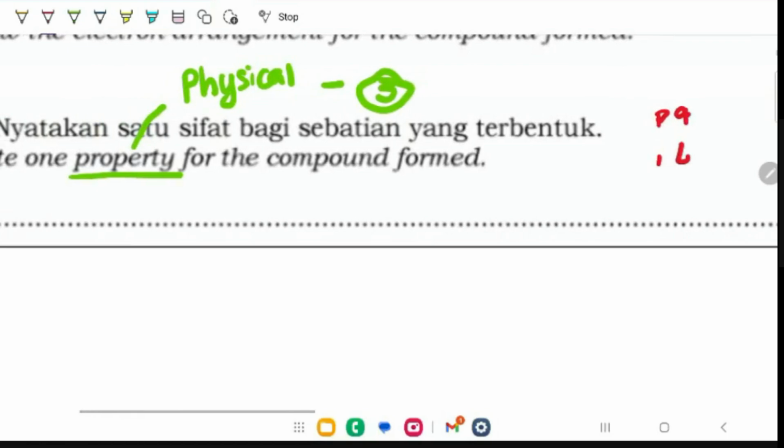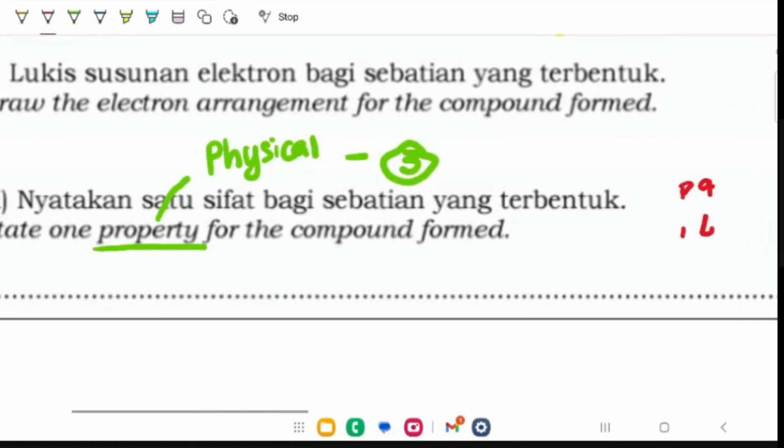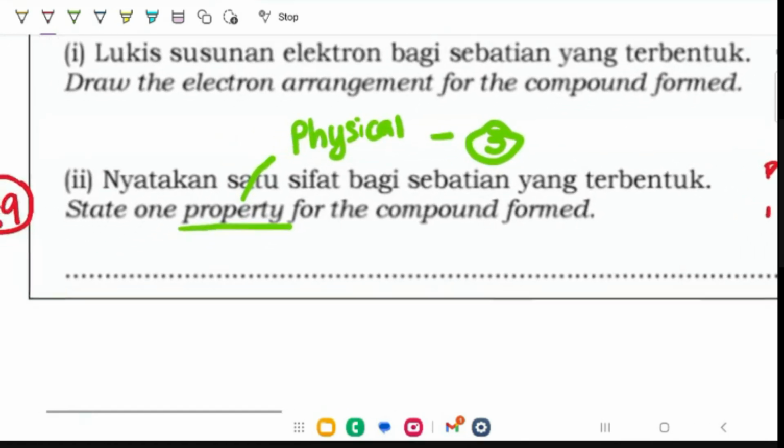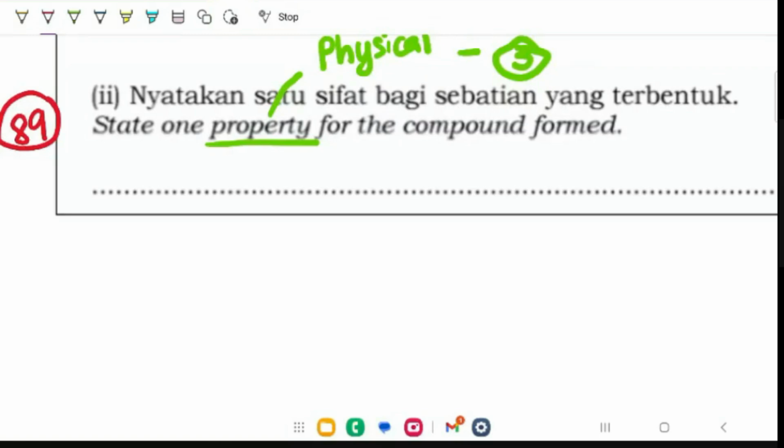Teacher, why is ionic compound insoluble in organic solvent? This question normally won't ask you to explain. Because of the water and then the polarized concept there. But in SPM, they seldom ask you about the solubility. Normally, they will ask about the electrical conductivity, and then another one is the melting point and boiling point. These two you need to know how to explain.